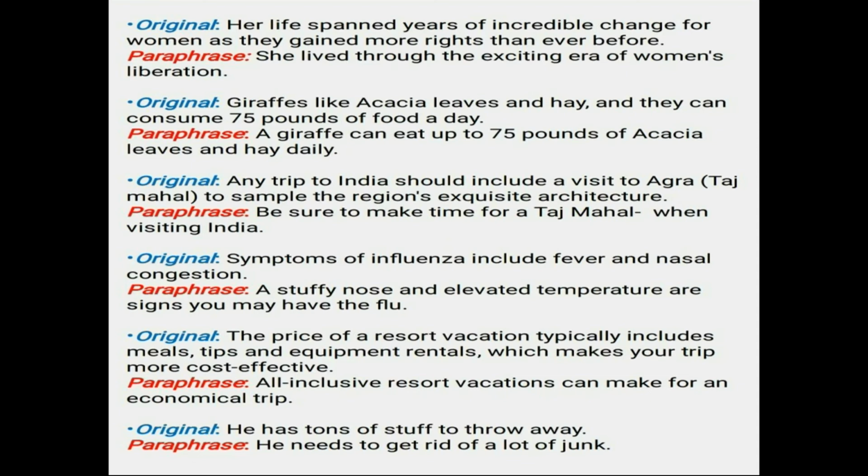The fifth example, the original sentence is, the price of a resort vacation typically includes meals, tips, and equipment rentals, which makes your trip more cost effective. The paraphrased sentence is, all inclusive resort vacations can make for an economical trip. The fifth sentence, the paraphrased sentence, is expressed in a simple and precise way.